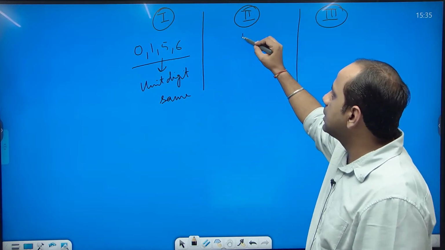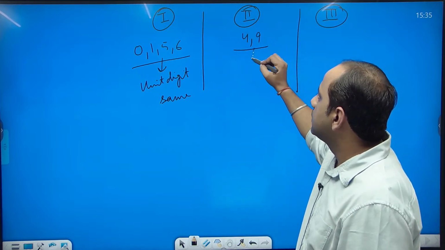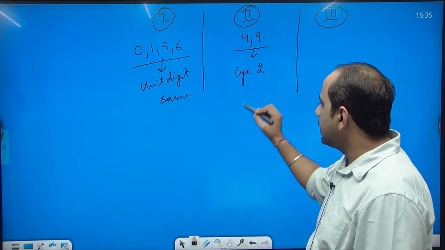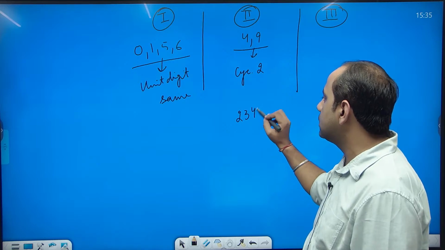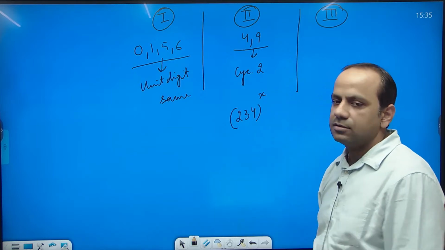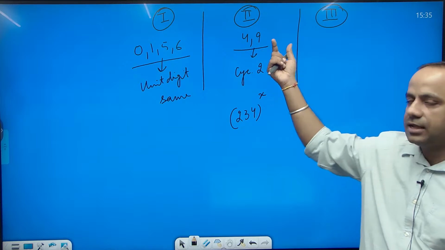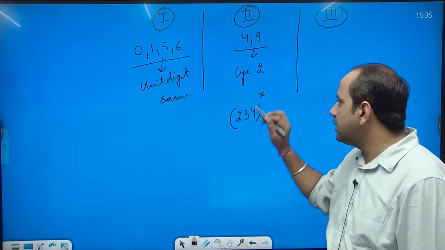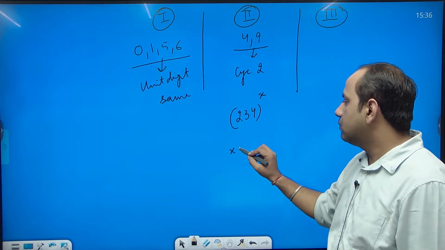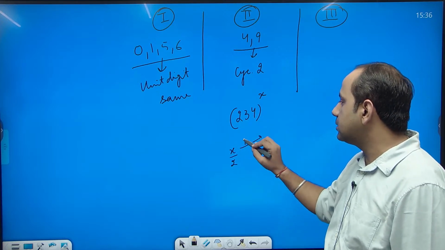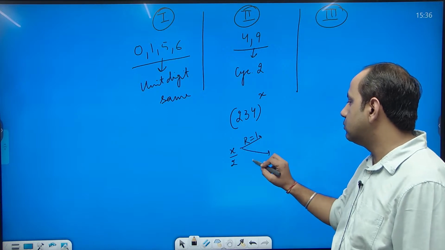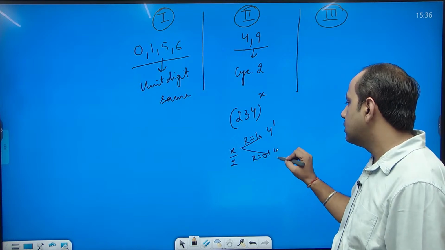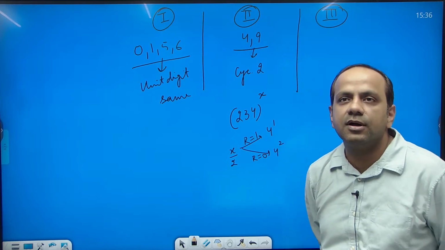The second category is numbers ending with 4 and 9, and they have cyclicity 2. So if we have any number like 234 raised to the power x, since the base is in the second category, we have to divide the power by 2. If I divide this power by 2, we get a remainder of either 1 or 0. If the remainder is 1, the unit digit will be 4 to the power 1. If the remainder is 0, the unit digit will be 4 to the power 2.